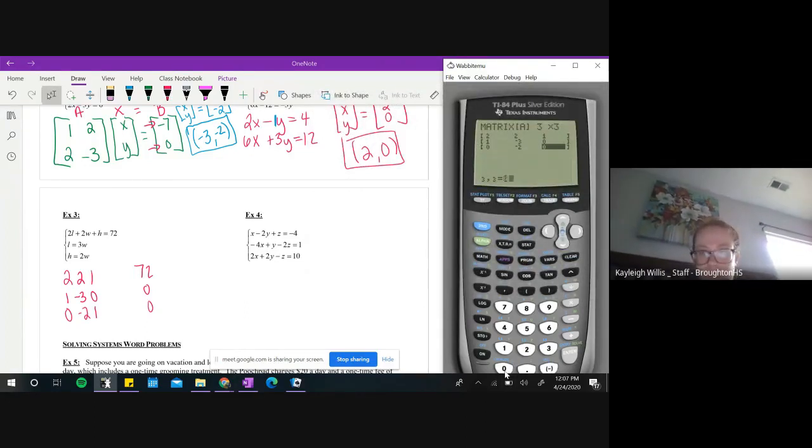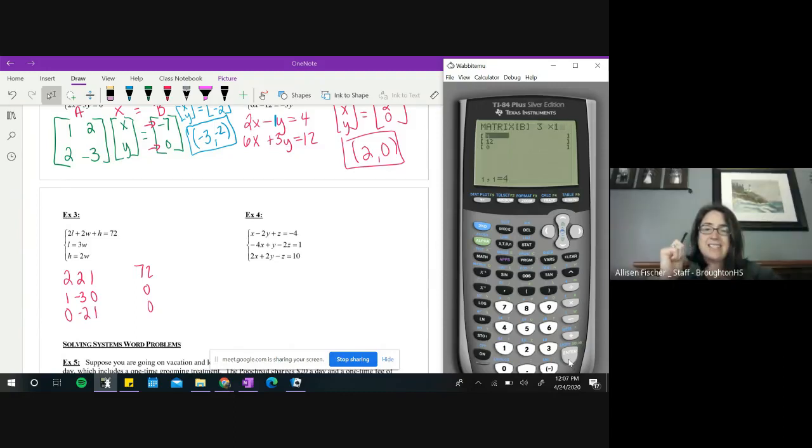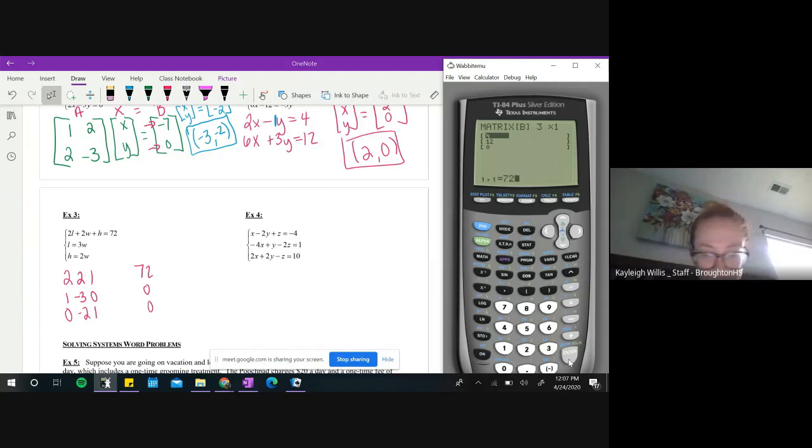Okay, and then we have to also change matrix B. 3 by 1. Yes, good job. Speed, 72, 0, 0. And then, guys, we go to the home screen. Now, since we've been doing this, if I just hit enter, it's going to do the same operation, and then there's my answer.